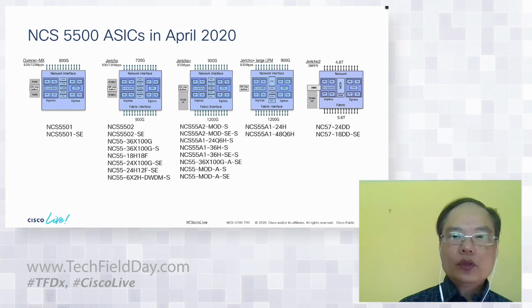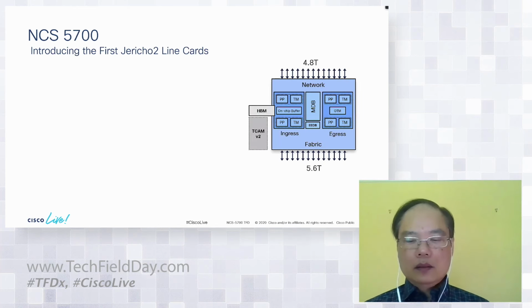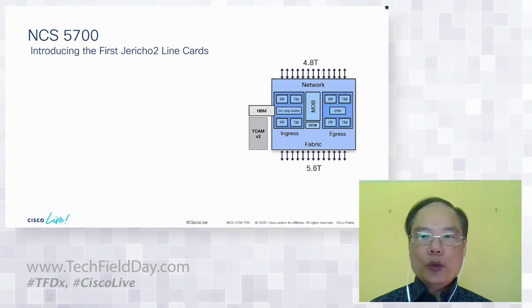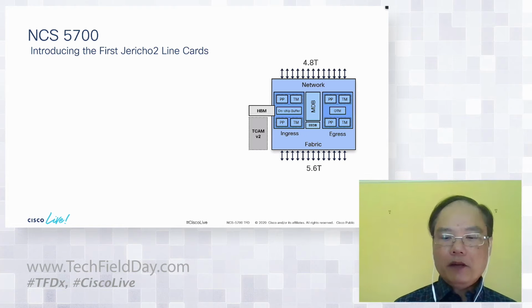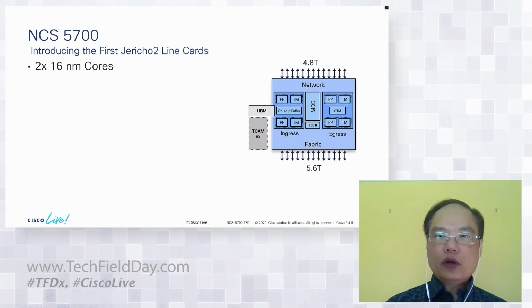Today, we will introduce Jericho II. Jericho II is a new member of the DNX family from Broadcom. Based on 16-nanometer technology, it has 2 forwarding engines or cores per ASIC.